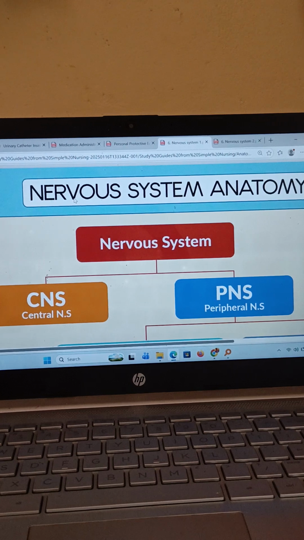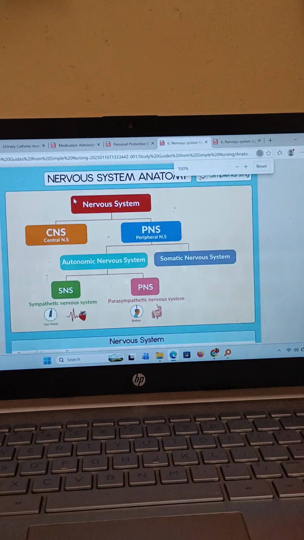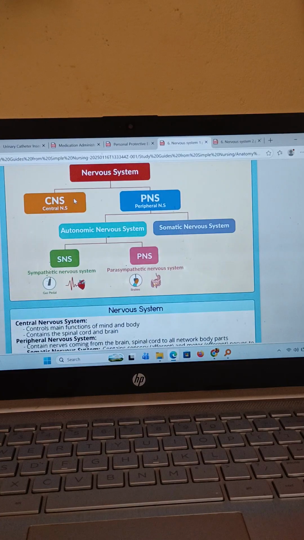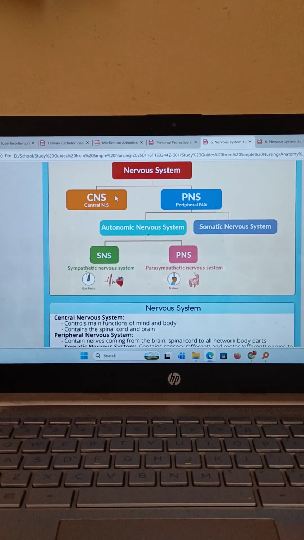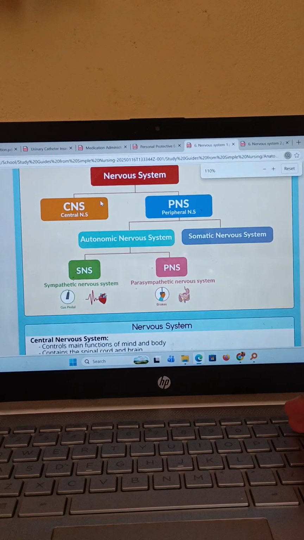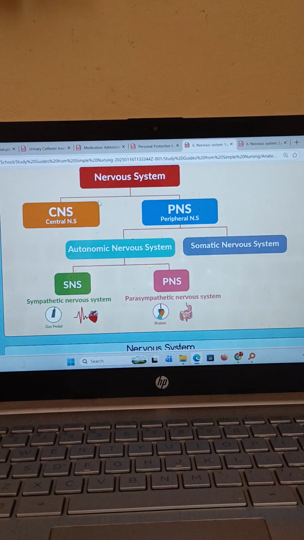Let's look at nervous system anatomy, the main contents of the nervous system. So you need to know that the nervous system itself is always made up of two things: the central nervous system and the peripheral nervous system.